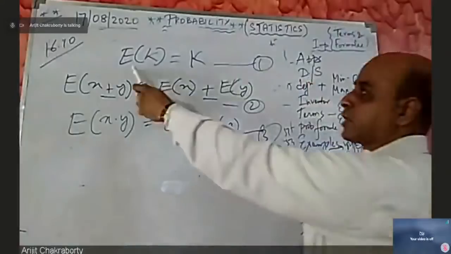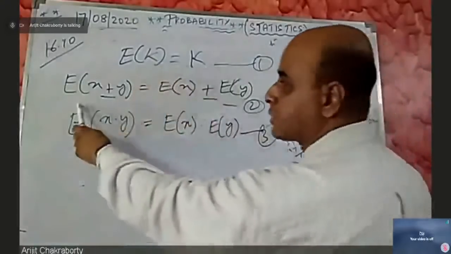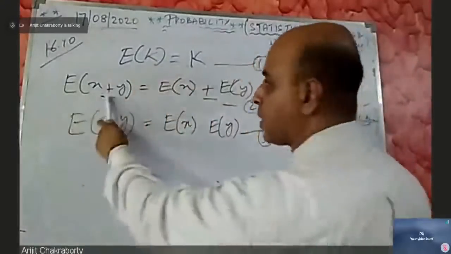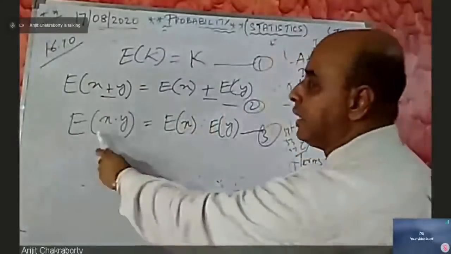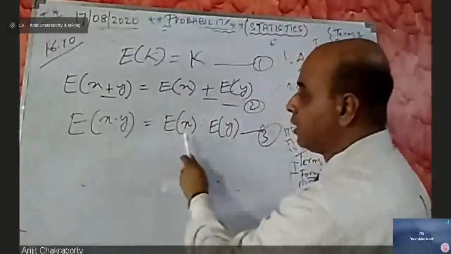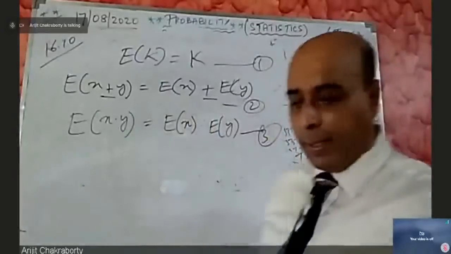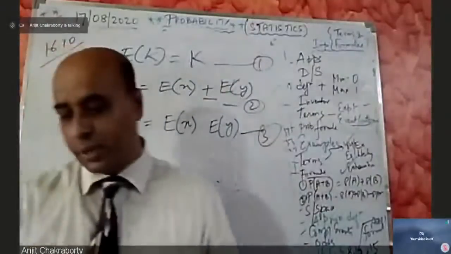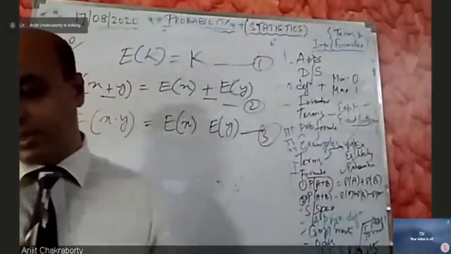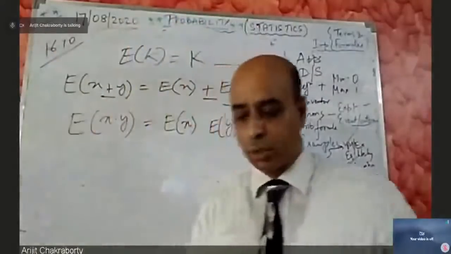Okay, so expectation of a constant will be the constant. Expectation of the sum of two events, X plus Y, will be the sum of the individual expectations, and E(XY), X multiplied by Y, is equal to E(X) into E(Y). So these are the last three formulas, and we will solve the last example, and that is example number 16.29.